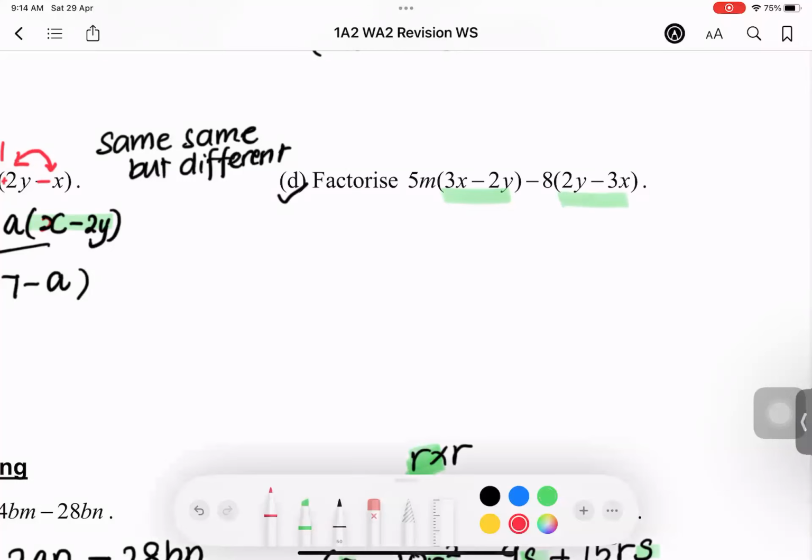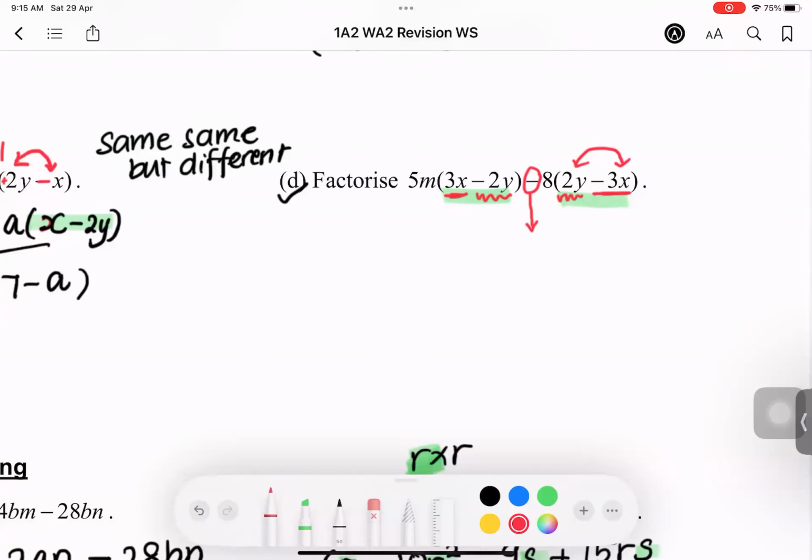No, okay. So what is different between them? Okay, they are the same, but different. Why? This is 3x, but this is -3x. This is -2y, but this is positive 2y. So how can we make them the same? What can we multiply to switch the position for these two? Anyone remember?